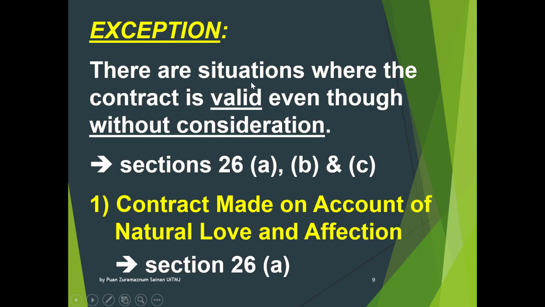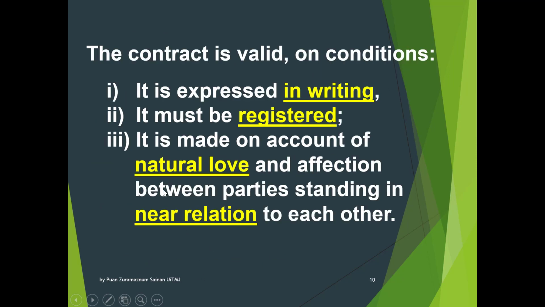There are situations where the contract is valid. The contract is binding, even though there is no consideration under the contract. This is provided under sections 26A, B, and C. Okay, the first exception is the contract which was made on account of natural love and affection. Kontrak yang dibuat berdasarkan kasih sayang semula jadi, provided under section 26A.